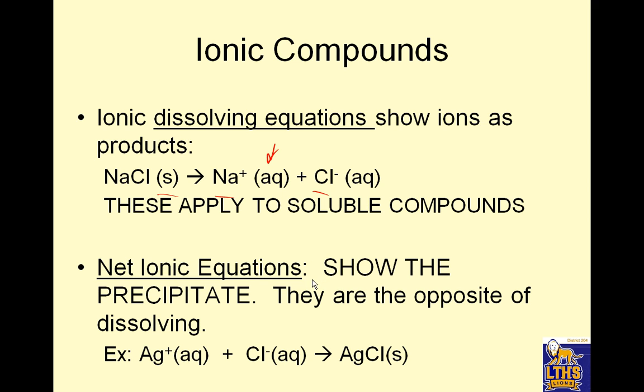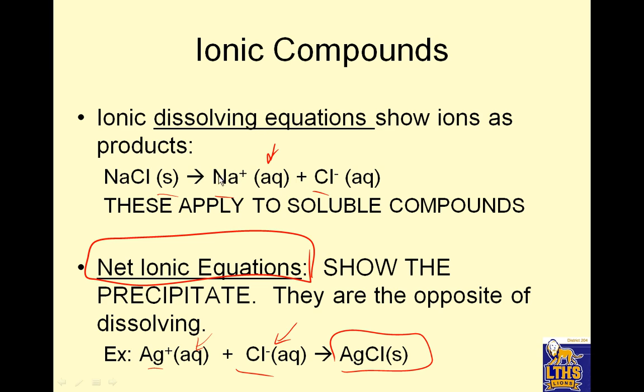Here's another thing that you have to know. It's called the net ionic equation. It shows the opposite thing. Some ionic compounds don't dissolve in water. They precipitate when those ions come together. So a precipitation or net ionic equation shows the ions that were in solution, but when they find each other, they make a precipitate or a solid.